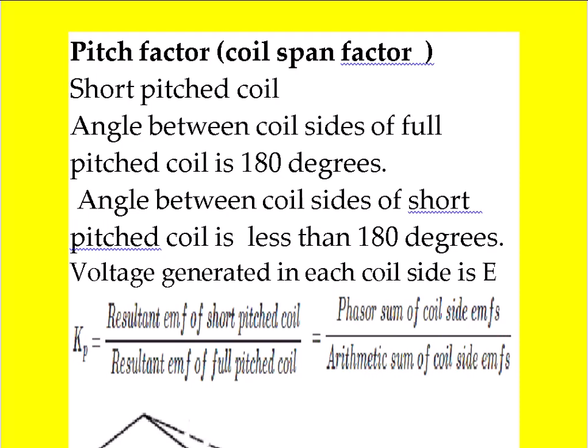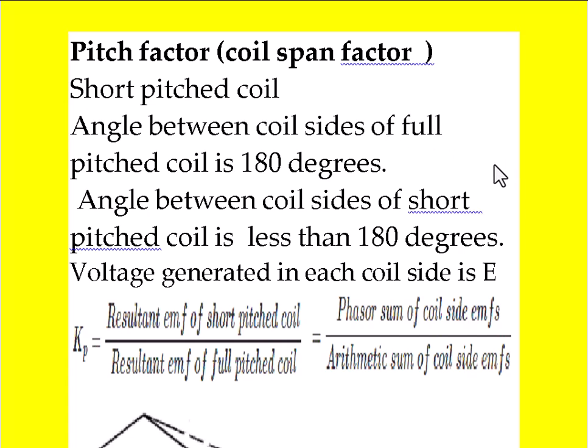Hello friends, today I will discuss the pitch factor. This is also called coil span factor. This factor will come into picture only when the coil is short pitched coil. The definition of the full pitched coil and the short pitched coil is like this.